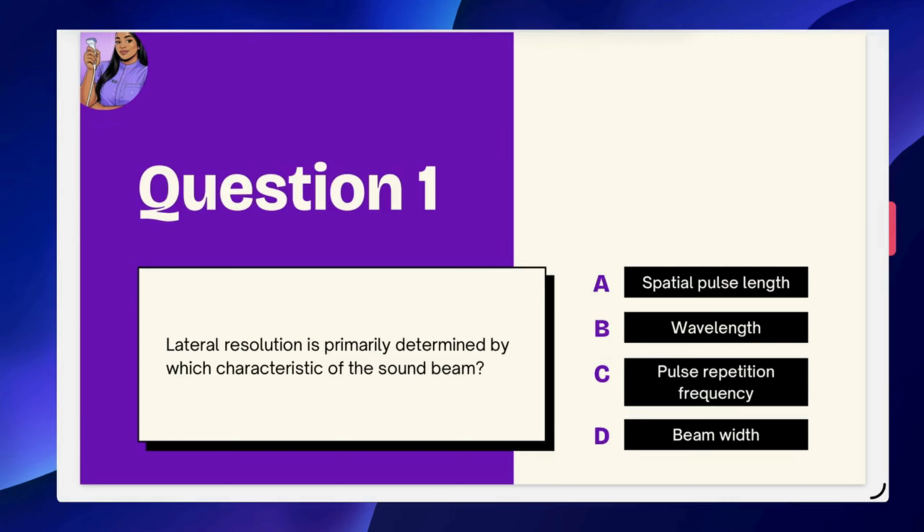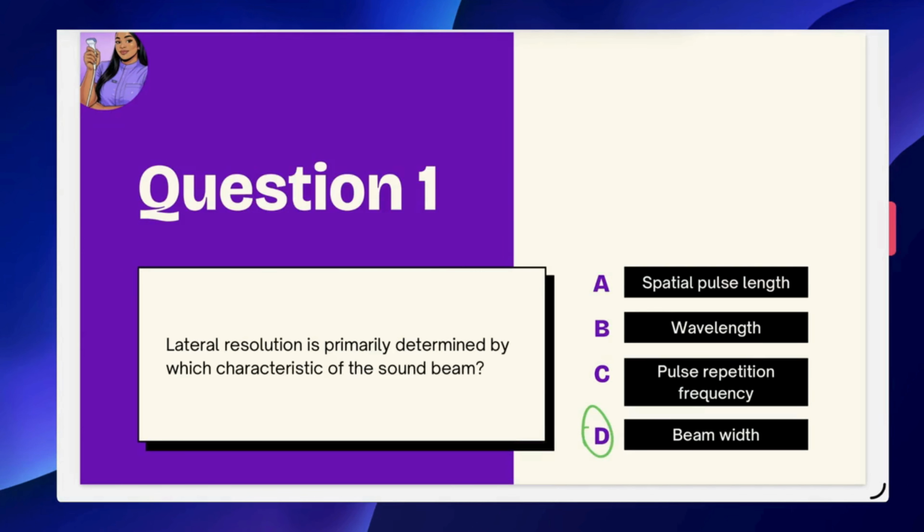All right, y'all are fast. Everybody saying D so far. Good job to all of you. Great job. The answer is going to be D, which is the beam width.